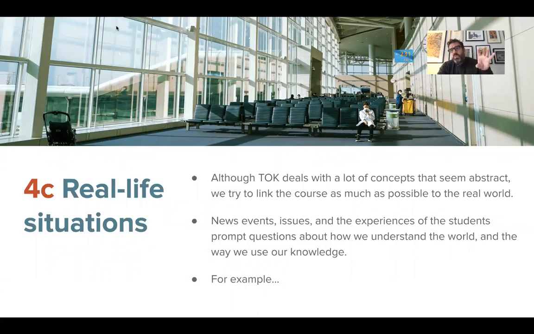So we try to explore ideas, explore claims, explore debates and discussions via real life situations. So we mean by that news events, issues that are going on in the world, experiences that the students have themselves. Real life situations can be on any level. They can be personal to the student. They can be very local to your school. They can be national, regional, global. So they can be virtually anything.